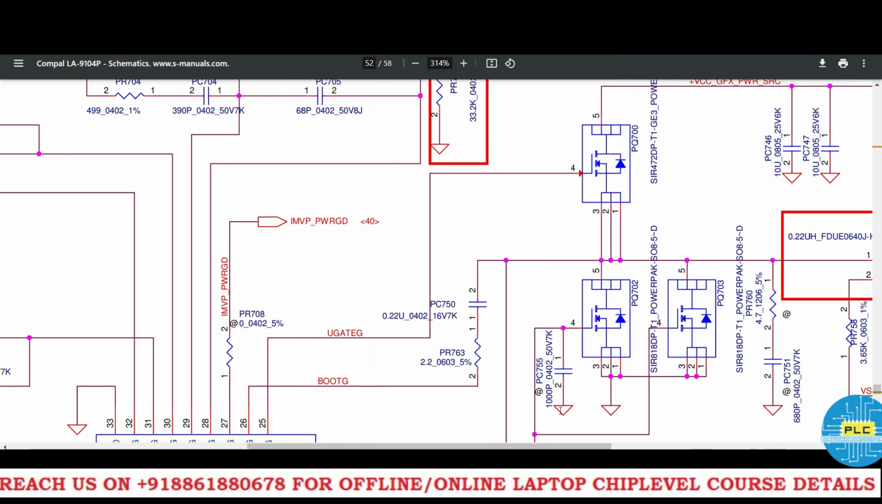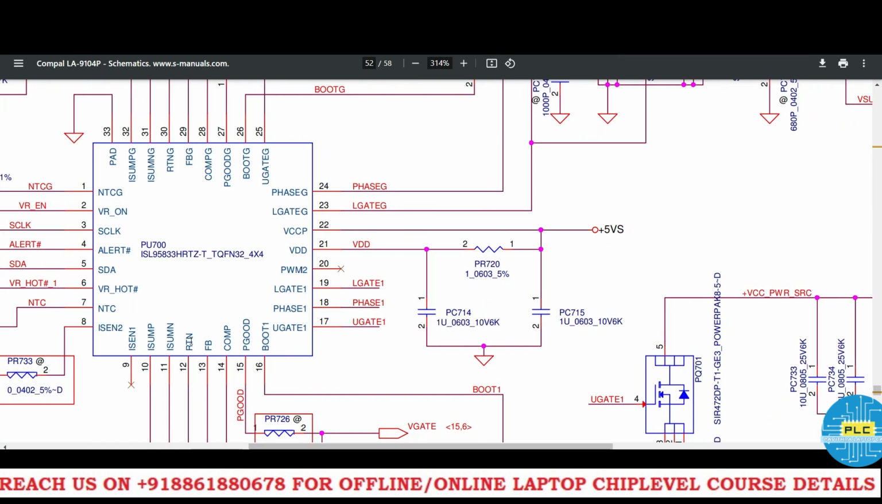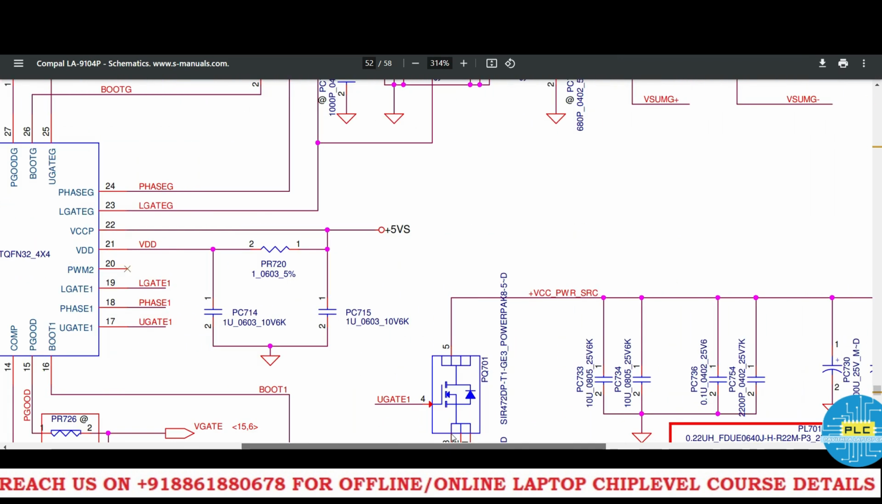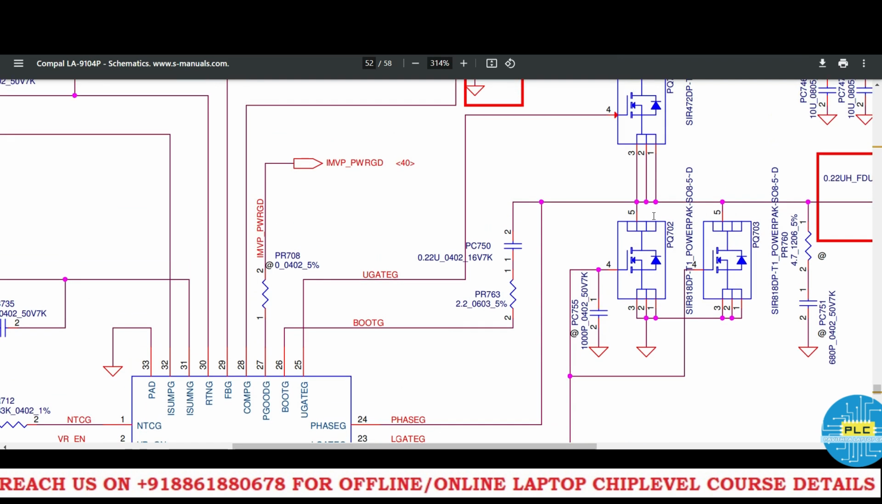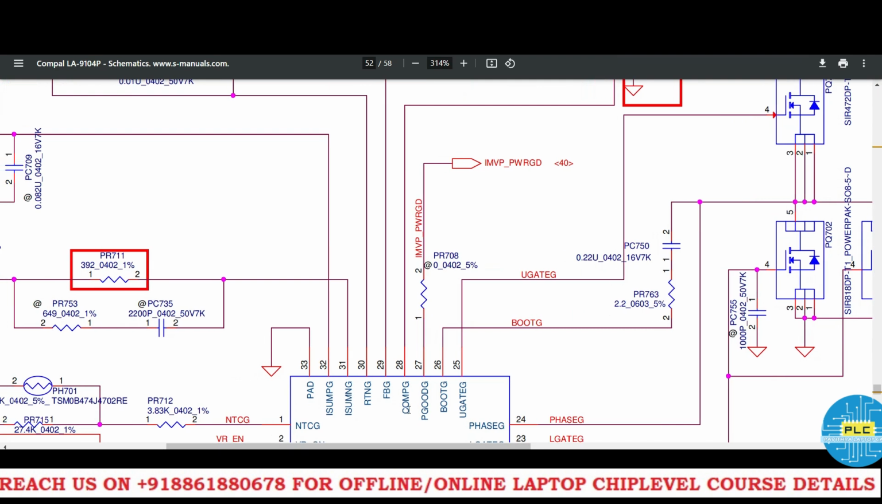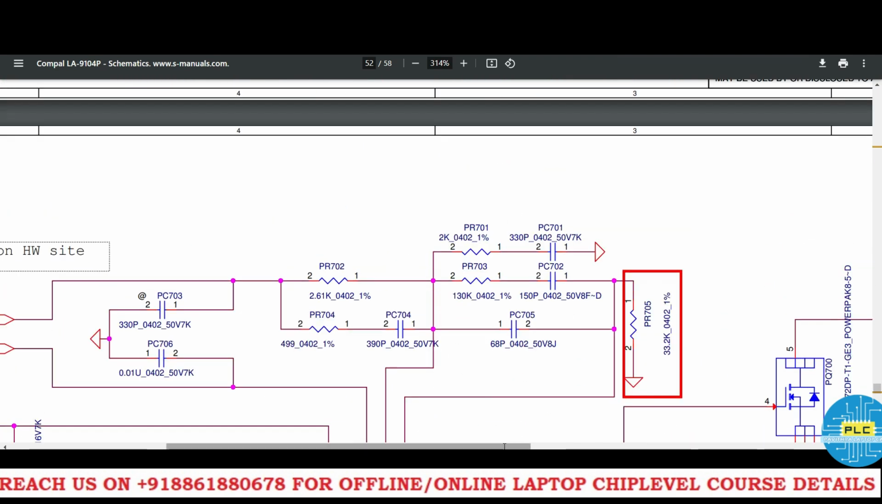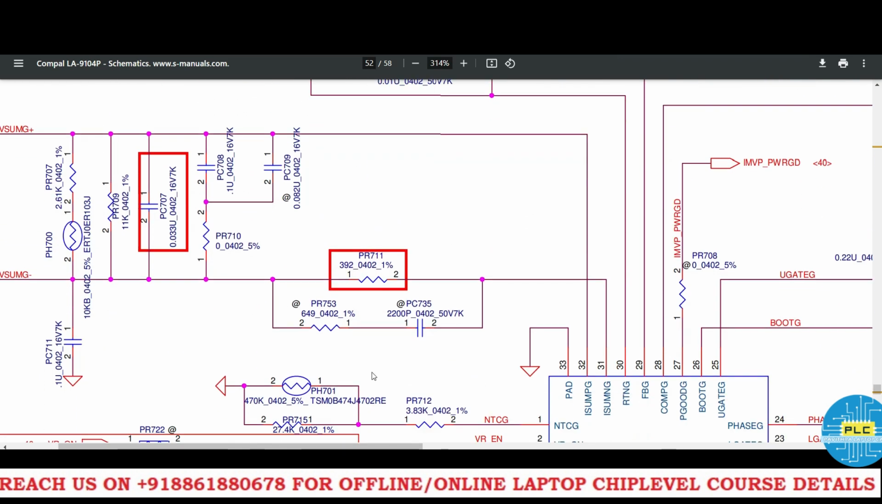The communication between CPU IC and CPU, once again I'll repeat: clock, alert, data are connected. Next, RTN, FB. Here phase 1 is VCC core, here phase G is the graphics core, VCC graphics core, and here is the sense, VCC auxiliary sense. These are the communications between CPU and CPU IC.